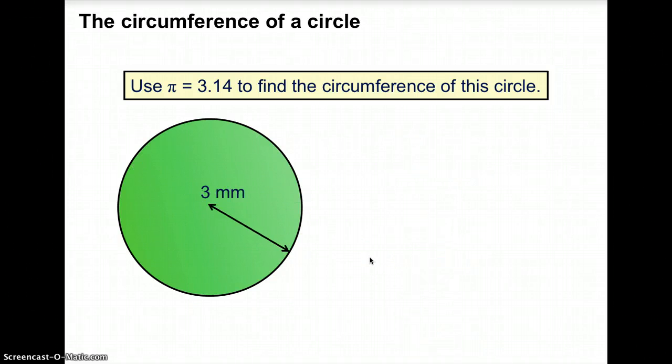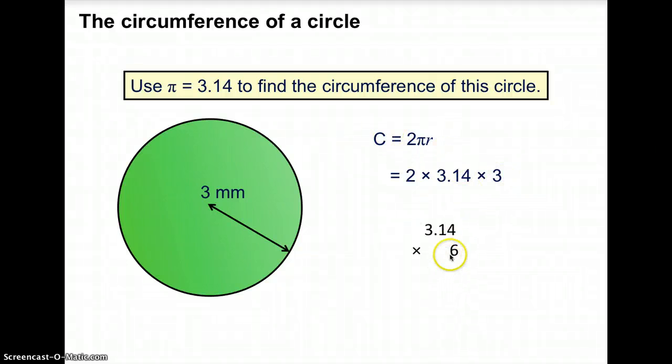Let's have another example, but this time the given is a radius. It's the shorter line. It's 3 millimeters. To get the circumference, we need to multiply 3 by 2 to get the diameter. So then our formula is 2 times pi times r, or we write 2 times pi, which is 3.14, times the radius, which is 3, so times 3. 2 times 3 is 6, so I'm writing 6 here. Then we have the 3.14 in here.